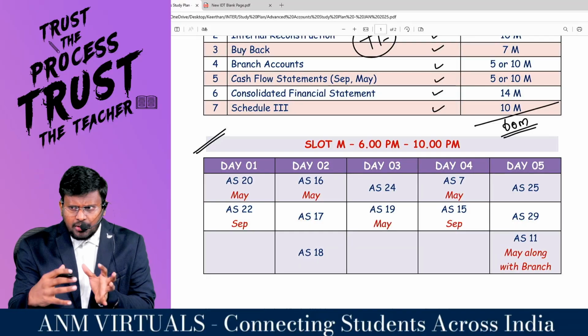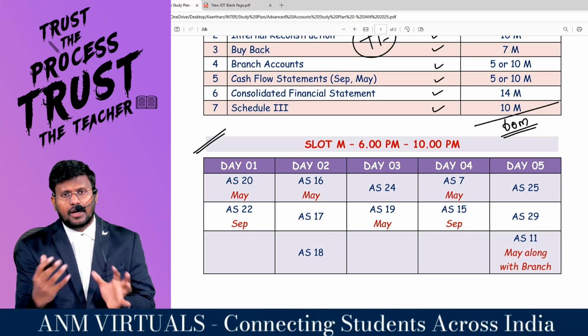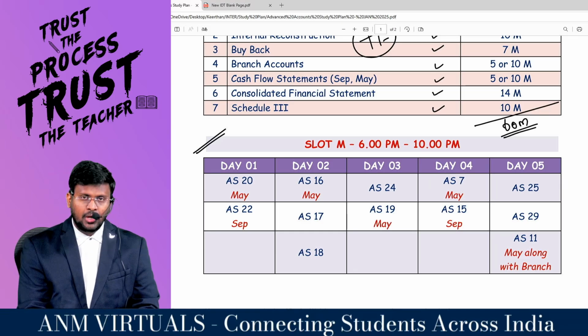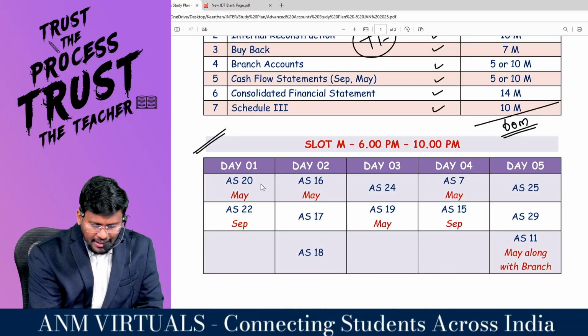6 to 10, 10:30 you can stretch. Don't stretch so much beyond that, because you have to sleep very well. Then only the same process can be completed tomorrow. So day number 1, you have to complete again AS.